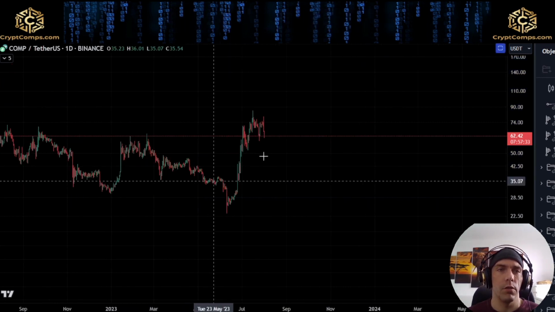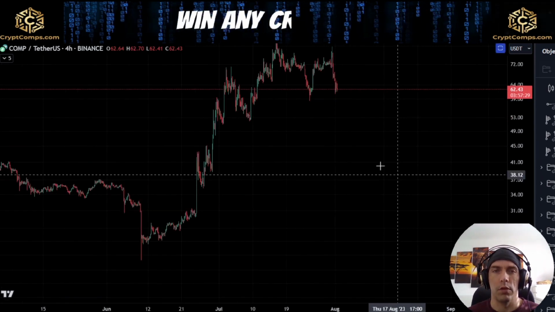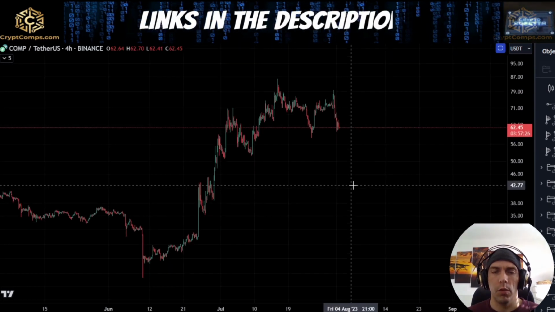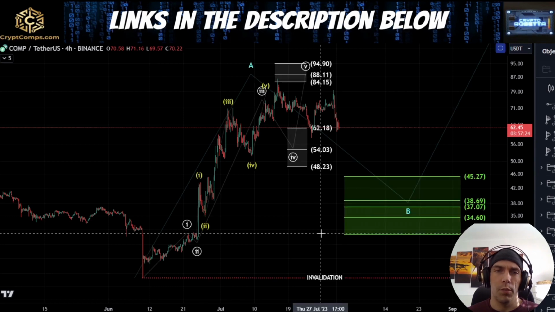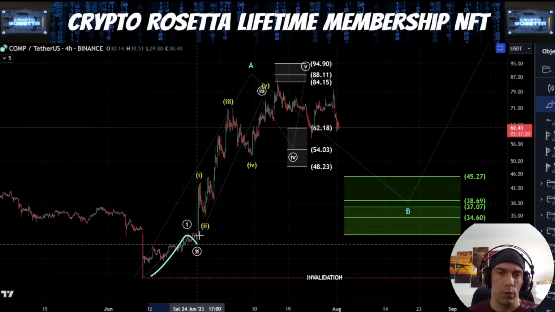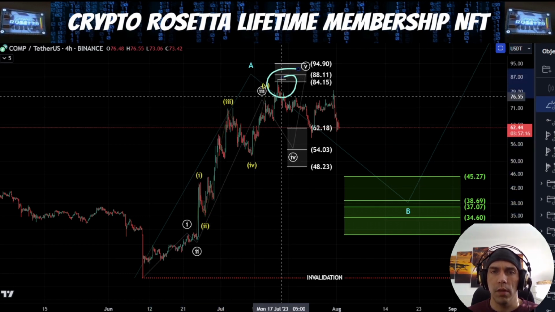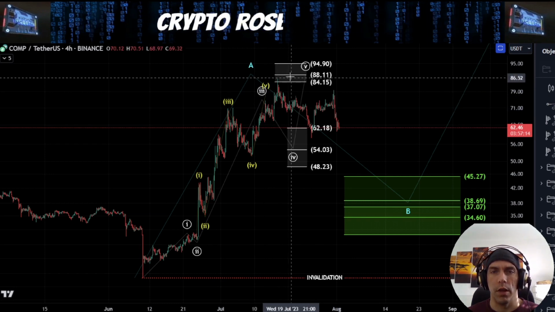Okay, so let's get into the lower time frame counts here and what we were talking about in the previous video. Within this structure here, we were talking about a couple of things. We were talking about the potential of this being an impulse, saying that this could be 1, 2, then 1, 2, 3, 4, and 5. And then we were looking for this fifth wave to actually develop to the upside here.